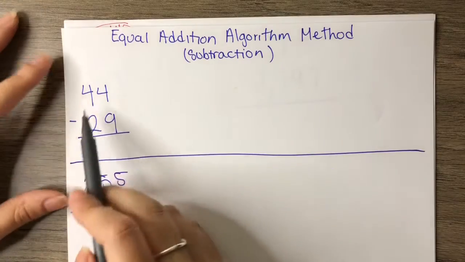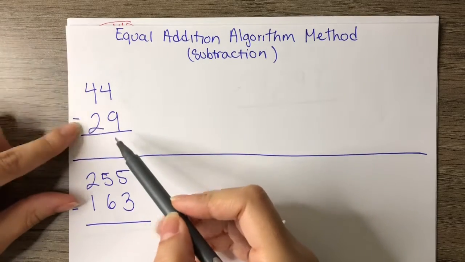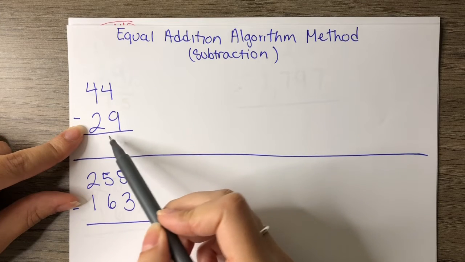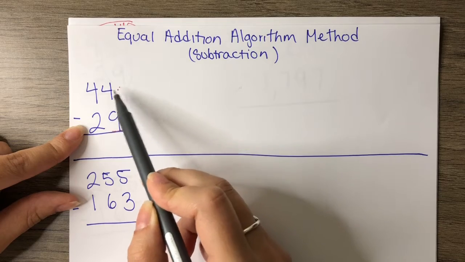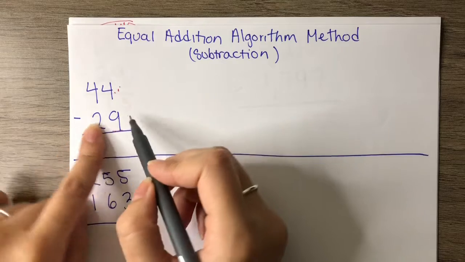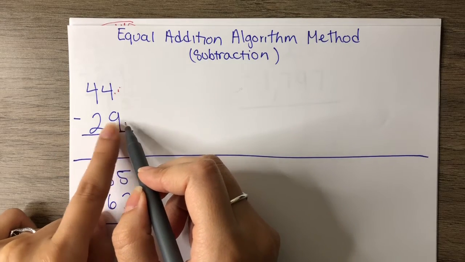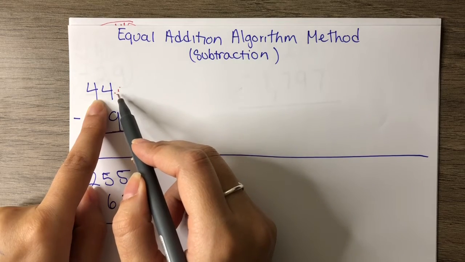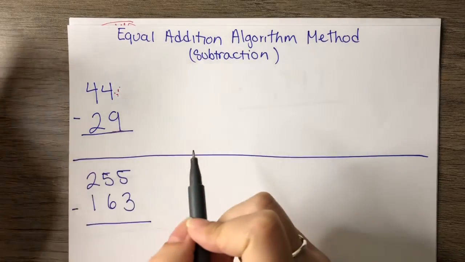So here we have again 44 minus 29. The first thing you want to do for this method is look at the bottom number. You see that the bottom number has a 9, and since it's larger than the top number, that is why we can't subtract them. So your goal here is to change this bottom number into a 0, or any number less than the number you have on top. But if you have a 0, it's easier to work with. So we want to get to a 0.